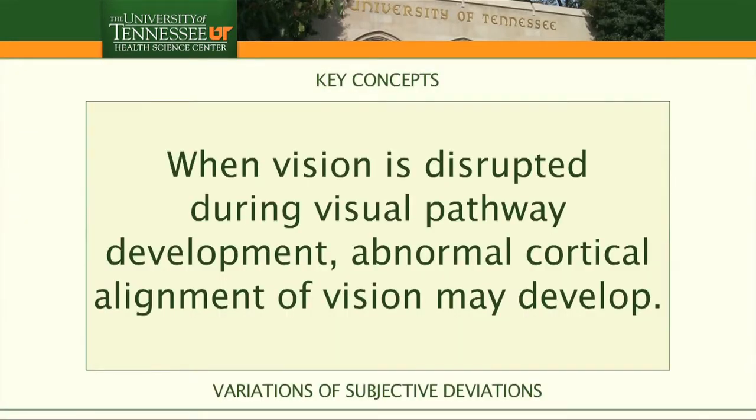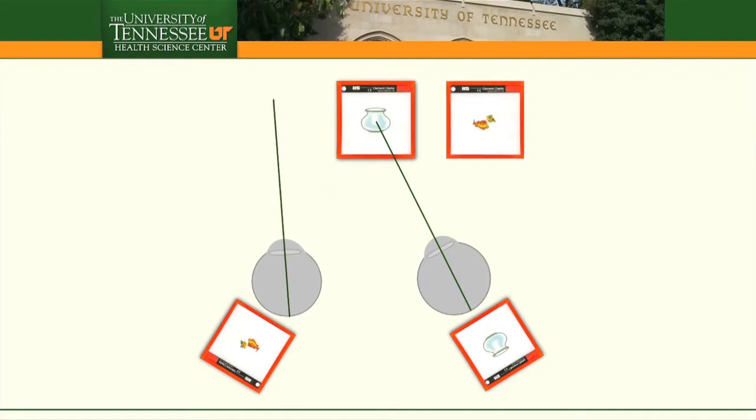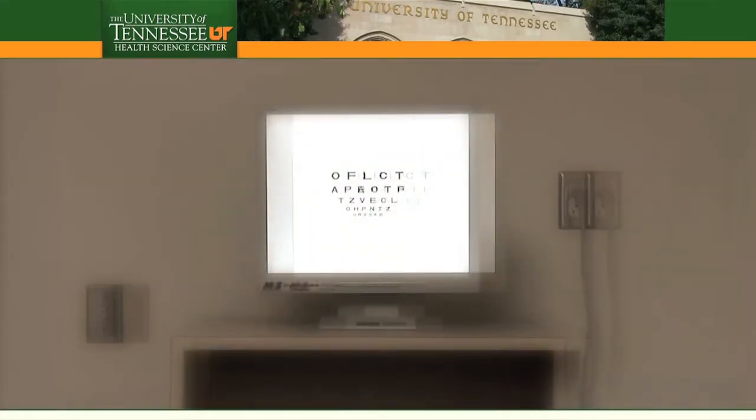When vision is disrupted during visual pathway development, abnormal cortical alignment of vision may develop. For instance, if one eye is turned outward, the image will land on temporal retina instead of the macula. The location of this is called the contralateral image point. This is what they would see in free space. Vision is inharmonious, there is diplopia.